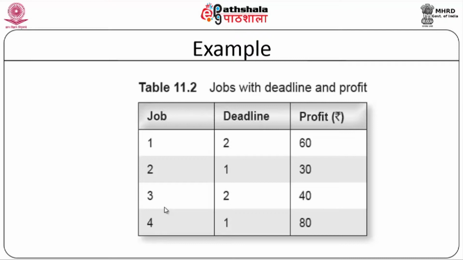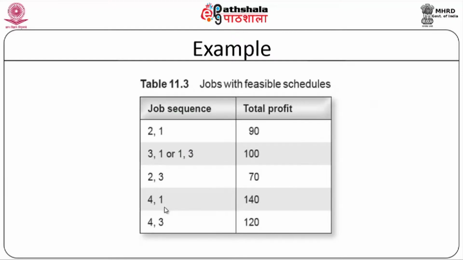So, in other words, this algorithm not only takes profit into account, but it also has to take the deadline into account. You can see that the feasible sequences are 2, 1; 3, 1; 1, 3; 2, 3; 4, 1; 4, 3. For example, 2, 4 is not feasible at all.